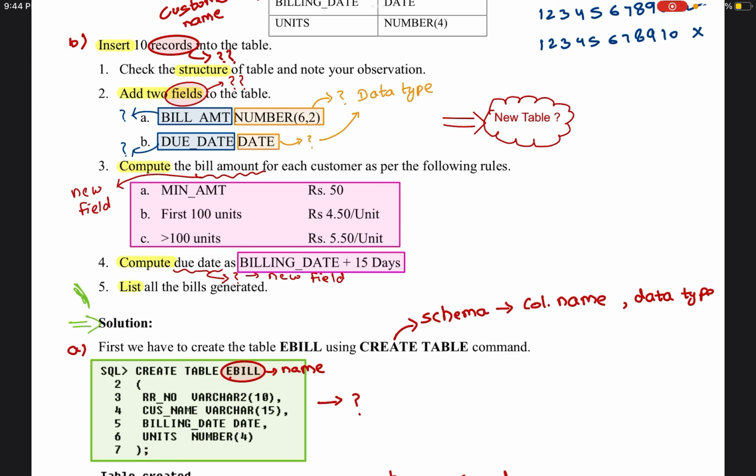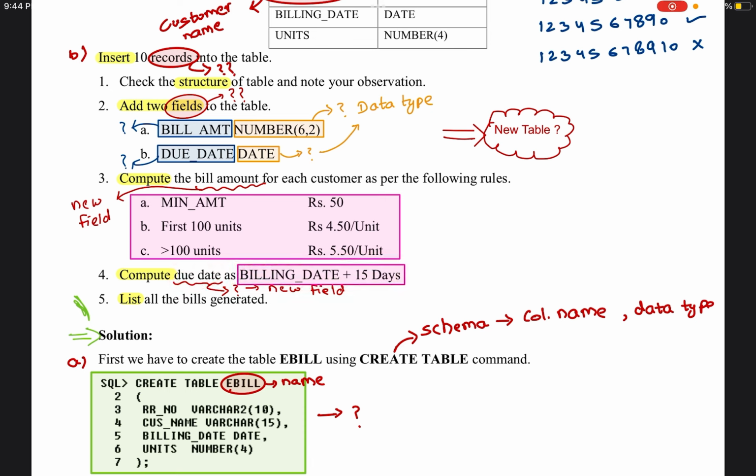Moving on to the 4th question, compute due date. What is due date? Due date is a field we have just entered. Okay, now this is the sixth column. We have to calculate the due date as per this rule. Okay, now we'll understand the rules.